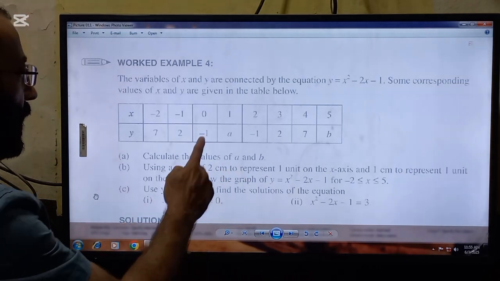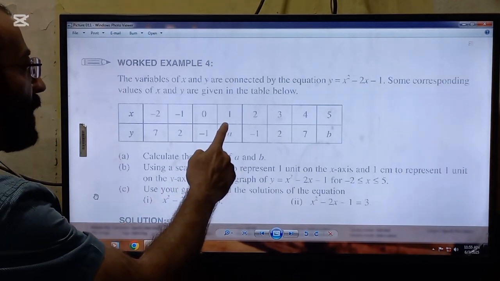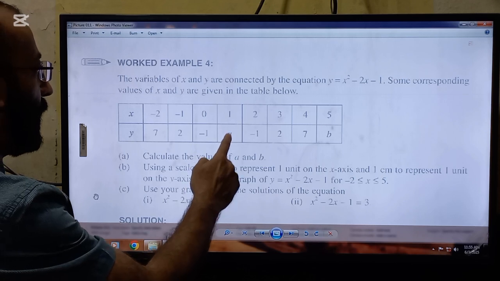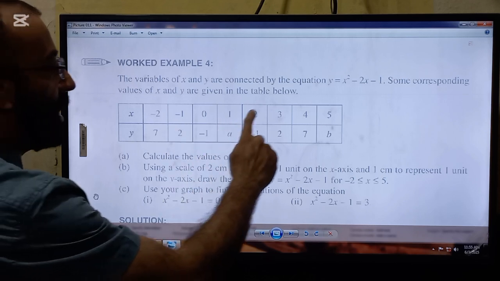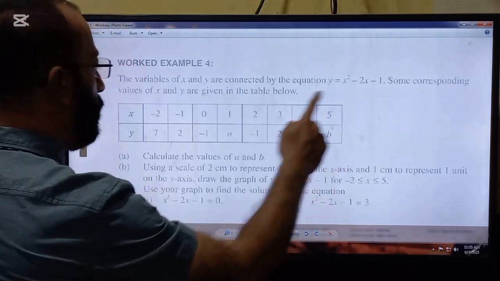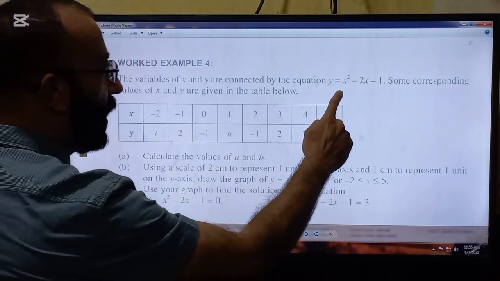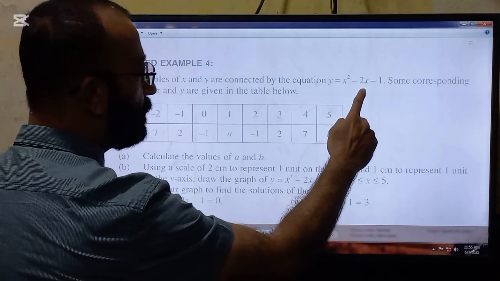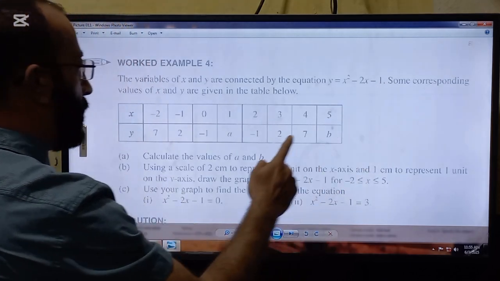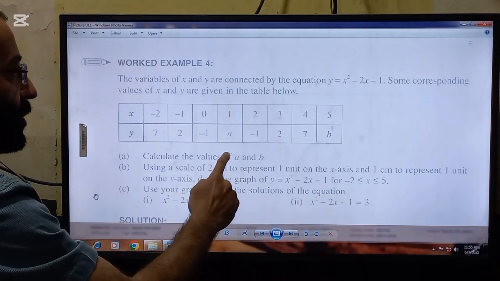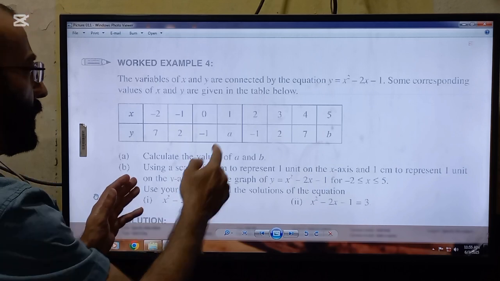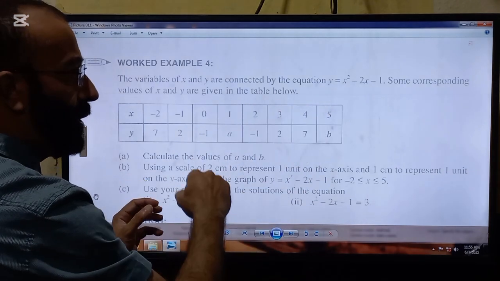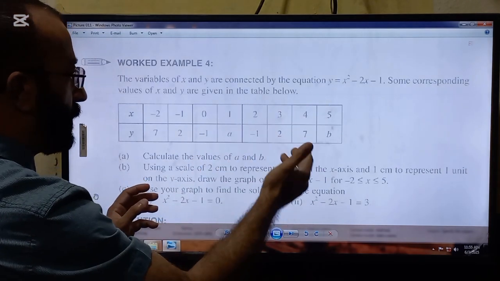So for a, the corresponding value of y, x is 1, so we will put 1 in the equation to get the value of a. So 1 - 2 - 1 will be -2. So a will be -2, and likewise b can be solved. So just put the value of x into the equation, and you will get the answer for y.